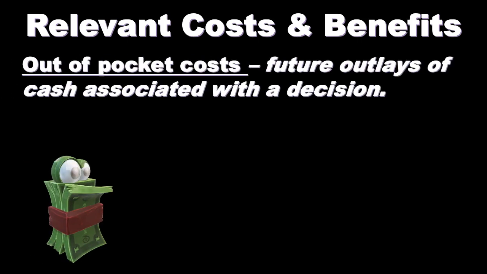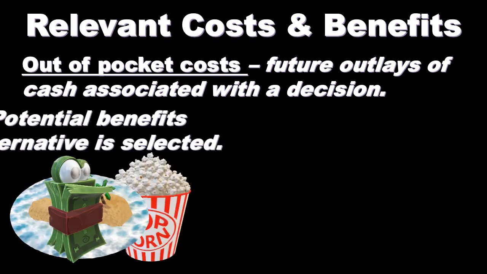We also note that out-of-pocket costs are going to be part of the relevant costs. Out-of-pocket costs are future outlays of cash associated with a decision. Obviously, if we have future outlays, we're not talking about past outlays, because if it happened in the past, if the cash is already gone, we already spent something in the past, then it's not relevant to the future decision unless we can get it back somehow. But if it's not something we can get back, it's not relevant. Out-of-pocket costs are those future outlays, future costs that we'll have in relation to a particular decision.